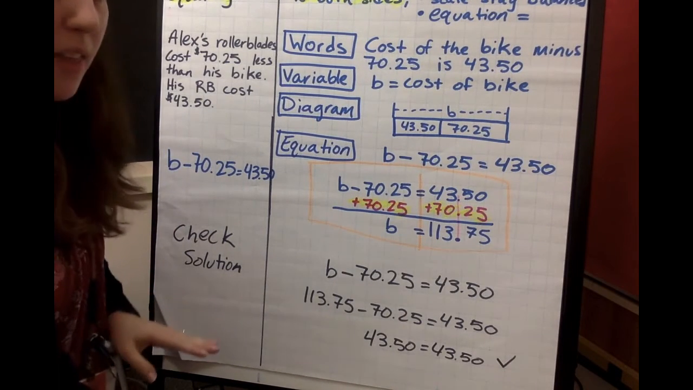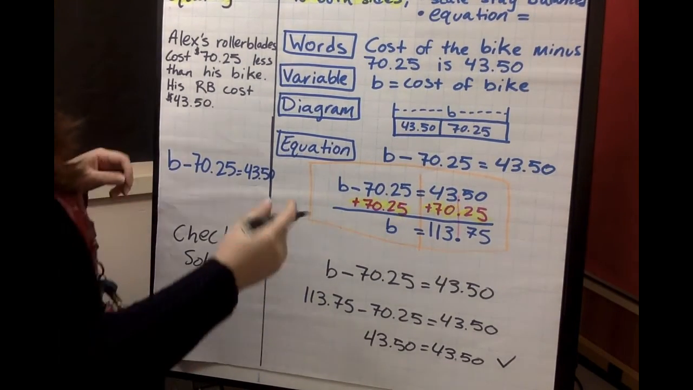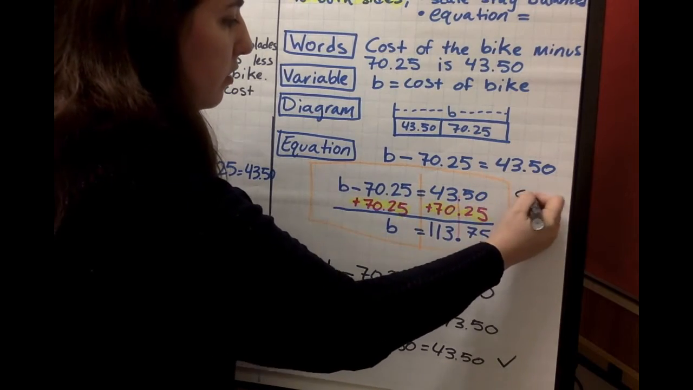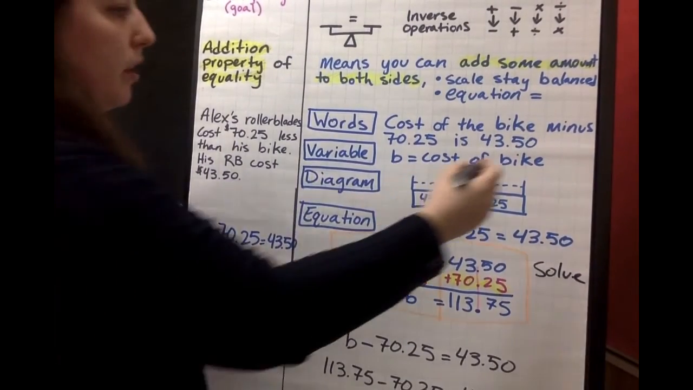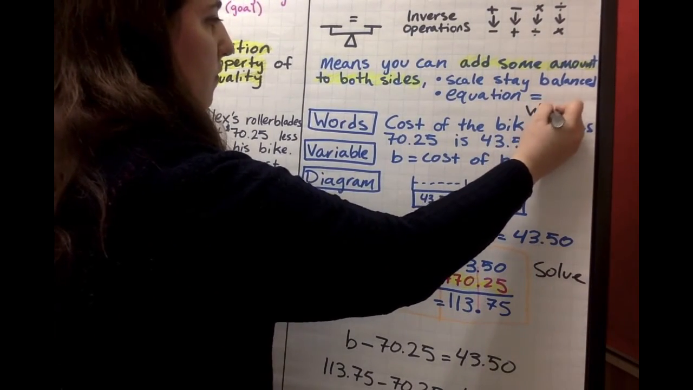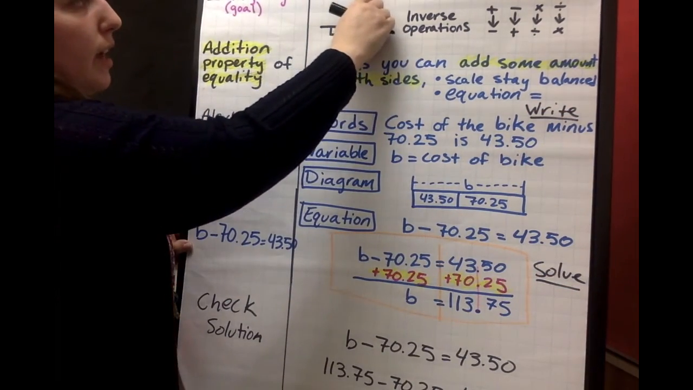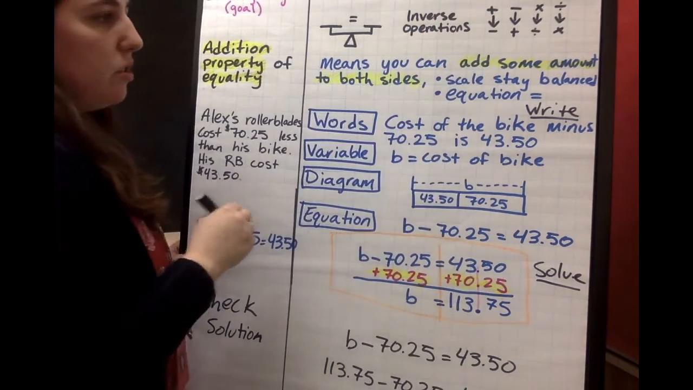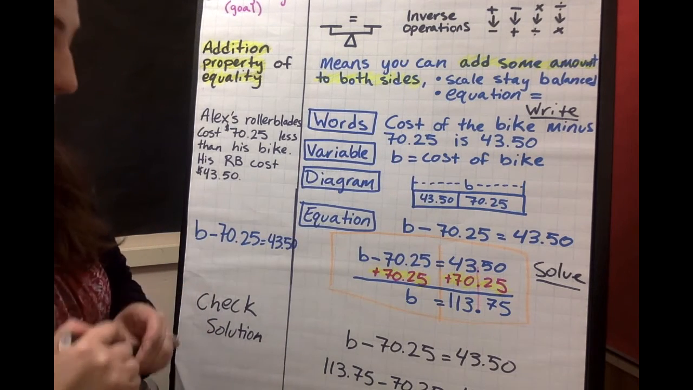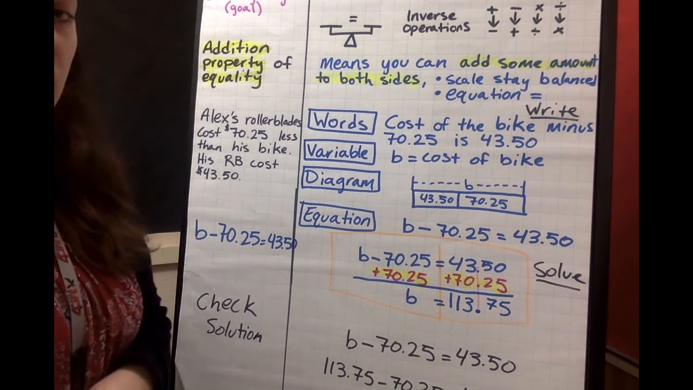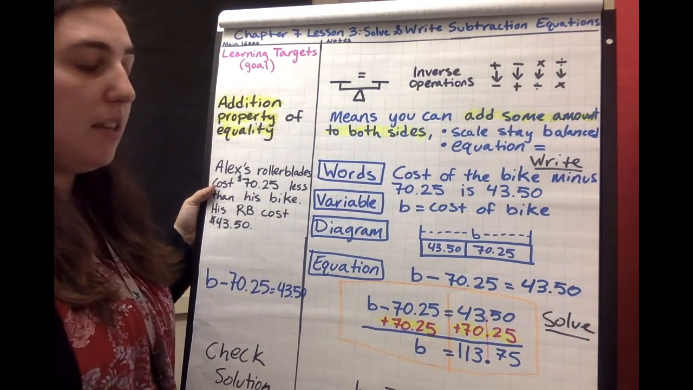So now that we've finished with the lesson, we've checked our solution. Okay, this is the solve part. And up here, this is the right part. And if we look back at our title, we're solving and writing subtraction equations. So we wrote, we solved, and we checked our answer, and we accomplished what we needed to in our learning targets. If you have any questions, let me know. We are going to be practicing this in class today.